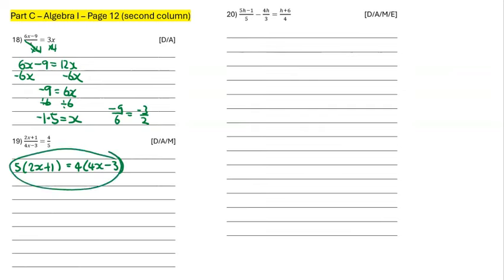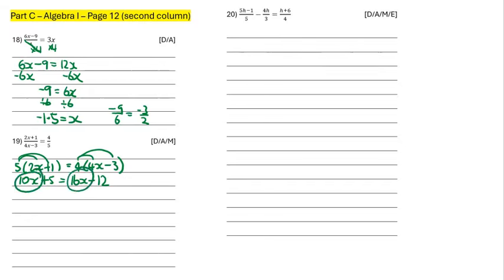That looks a little bit like some of the earlier questions we did. We've got letters on both sides. You've got an x there and an x there. So what we're going to need to do is expand this out and then repeat over here. So that there is going to become 10x plus 5 when we expand that. And then we've got 16x minus 12 over here.